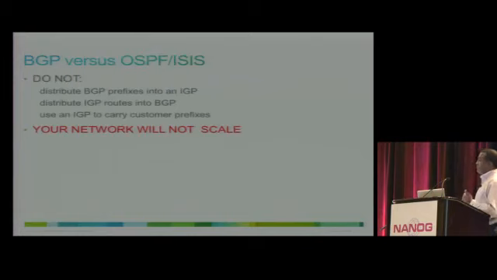Very important to note here, it's very important not to distribute BGP into IGP, and also not to distribute IGP into BGP. Do not use IGP to carry customer prefixes. It's very important to inject customer prefixes into BGP because you want to reduce the size of your IGP so that IGP converges faster.